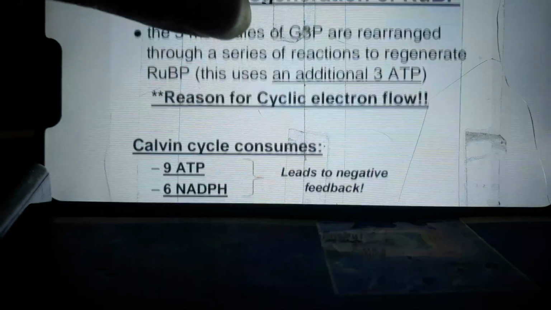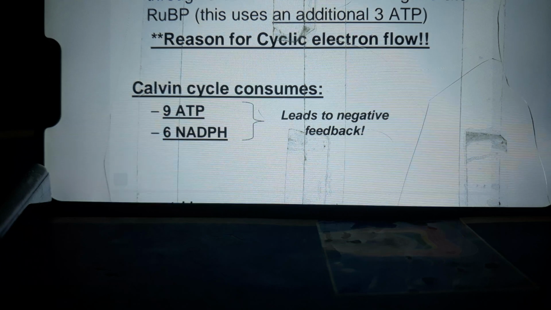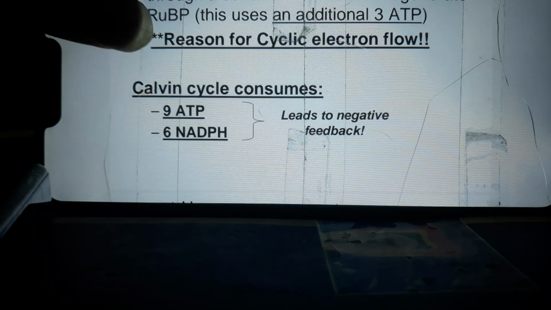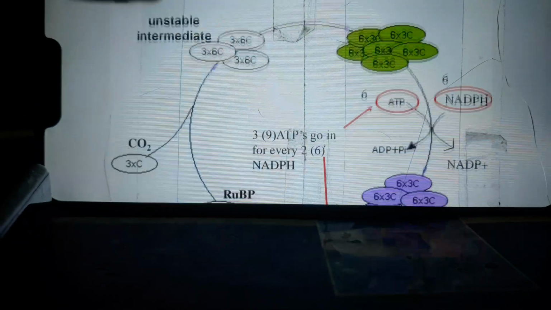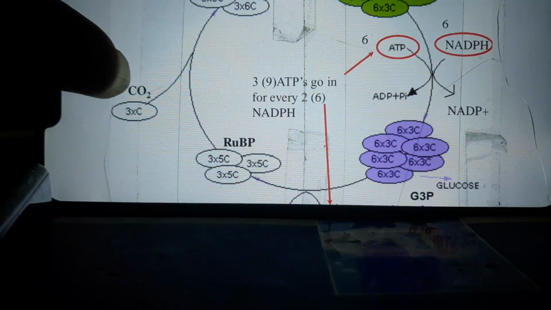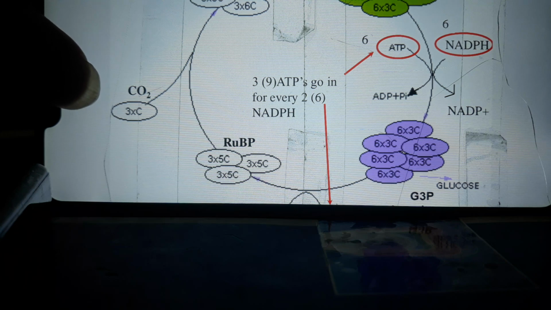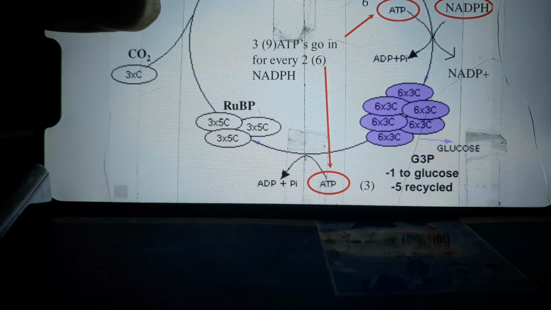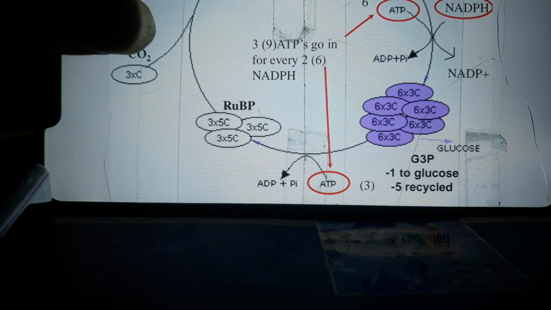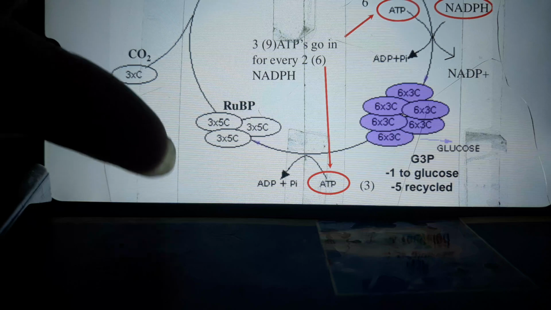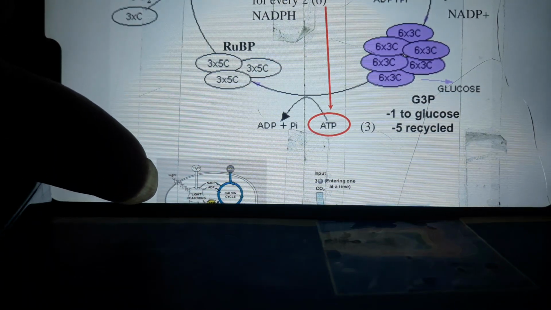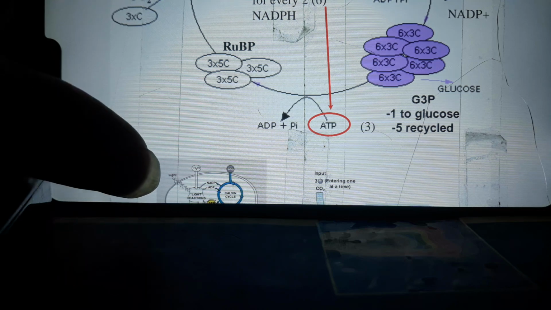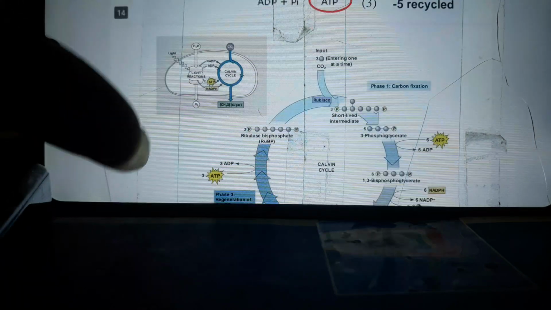This uses an additional 3 ATP, where you have 9 ATP and 6 NADPH, leading to a negative feedback. And then the unstable intermediate, which again in the presence of RuBP and conversion of ATP to ADP and Pi and NADPH to NADP, in the presence of 6 times 3C, that's G3P, 1 to glucose and 5 recycled, right?